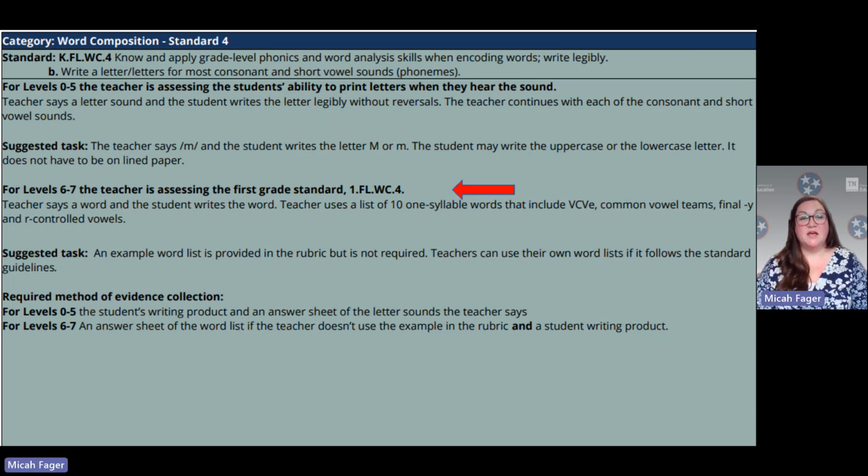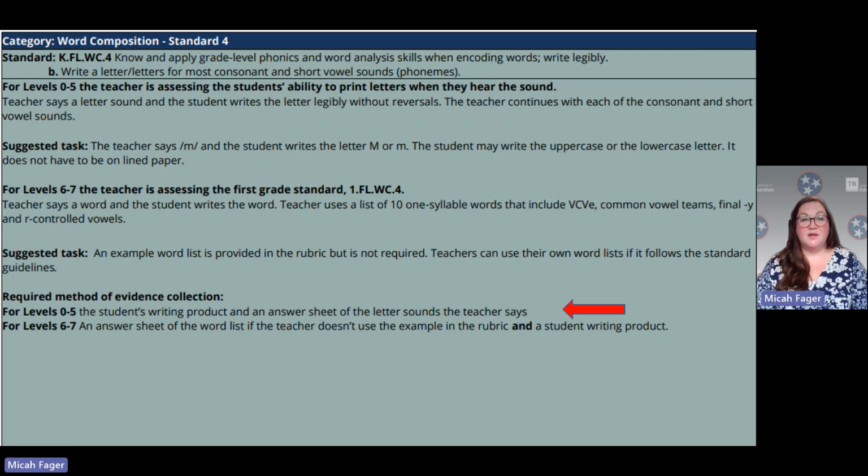For levels 6 through 7, the teacher is assessing the aligned first grade standard 1.FL.WC.4. For this assessment, the teacher says a word and the student writes the word. The teacher will use a list of 10 words. They will be one syllable words that include VCVE, common vowel teams, a final Y and R controlled vowels. An example word list is provided in the rubric, but it is not required. Teachers may use their own word lists as long as it follows the standard guidelines.